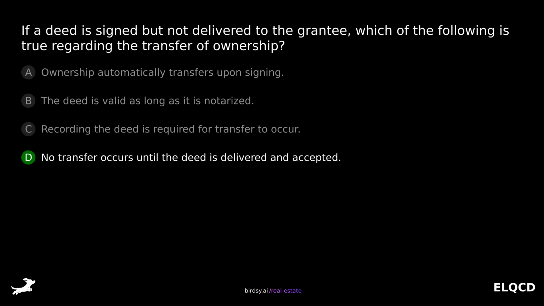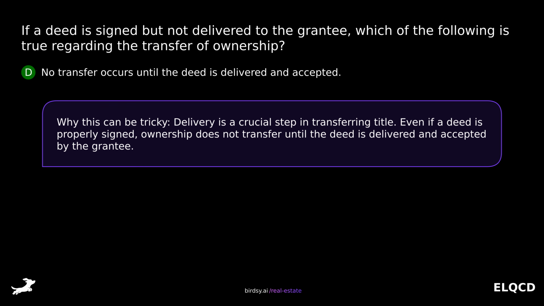No transfer occurs until the deed is delivered and accepted. Why this can be tricky. Delivery is a crucial step in transferring title. Even if a deed is properly signed, ownership does not transfer until the deed is delivered and accepted by the grantee.